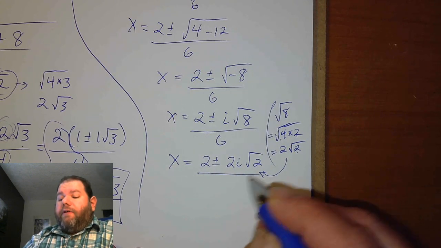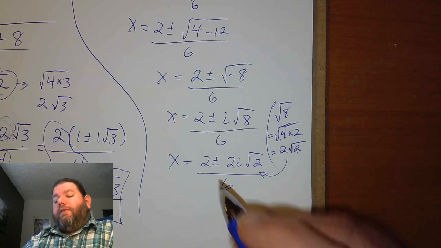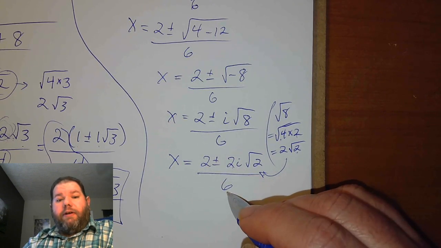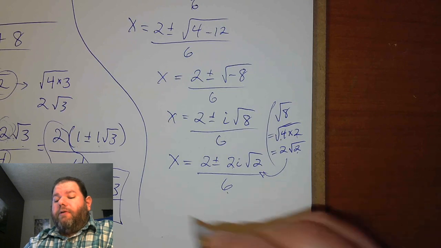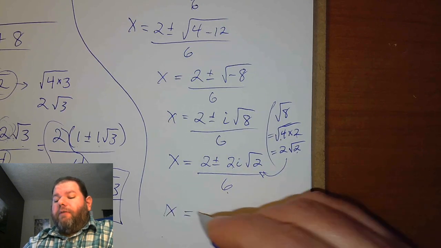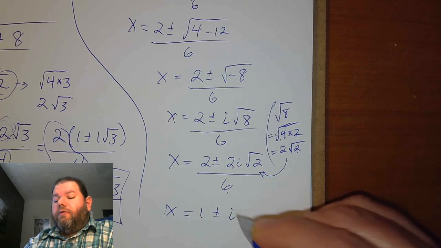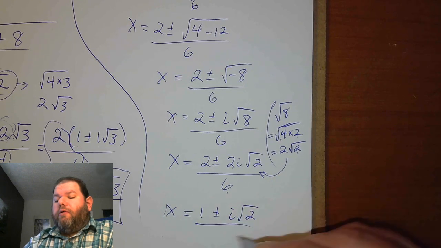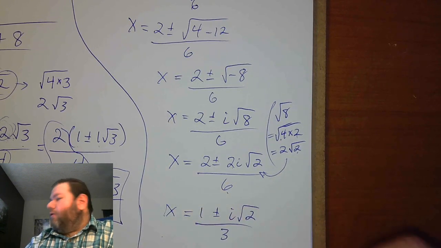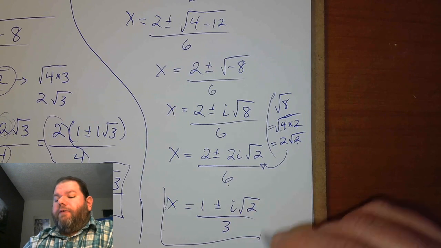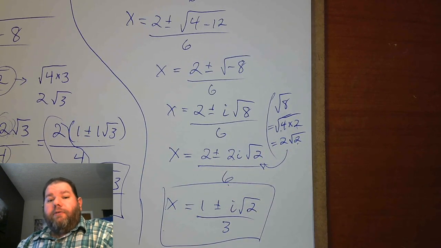And we still have a 6 in the bottom. Now, this time we have a 2, a 2, and a 6, so those all have a 2 in common. Let's just divide everything by 2. And so that leaves us with 1 plus or minus i times the square root of 2 over 3.